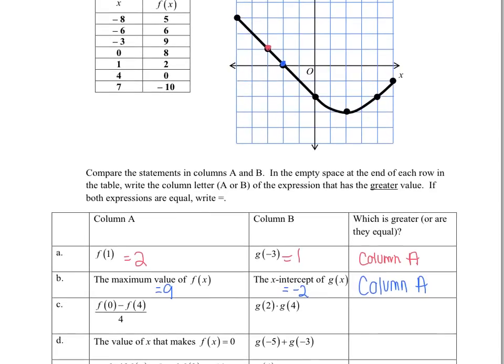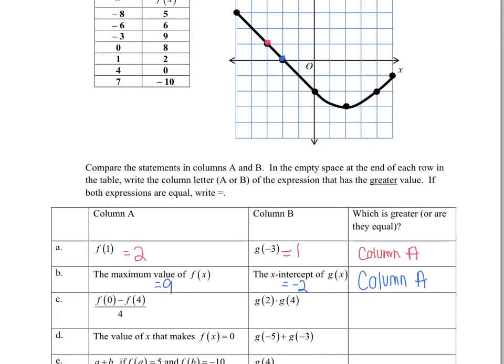Our next question has f of 0 minus f of 4 divided by 4. Well, f of 0 is 8, f of 4 is 0. So this is going to be 8 minus 0 divided by 4. 8 minus 0 is 8, and 8 divided by 4 is 2.